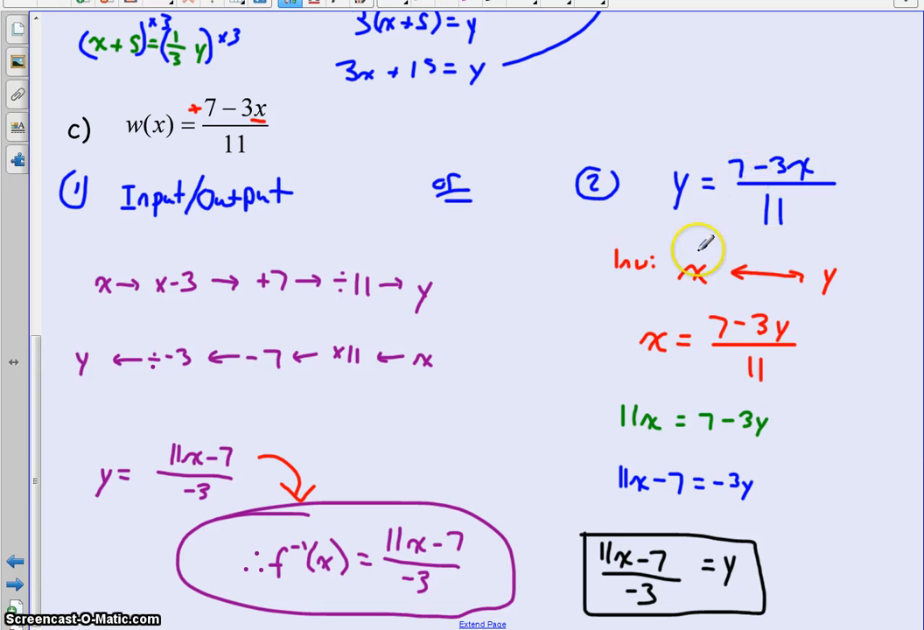For the second way, again, all we're doing is interchanging the x and y variables, so we get something like this, and then we isolate for y. And again, it's the exact same algebraic steps we did using input-output, but it's written a bit more algebraically. So either one is correct, and you should wind up with the exact same answer in the end.